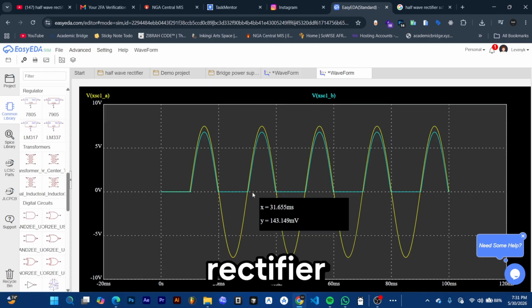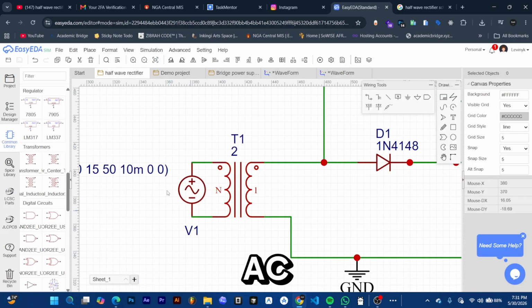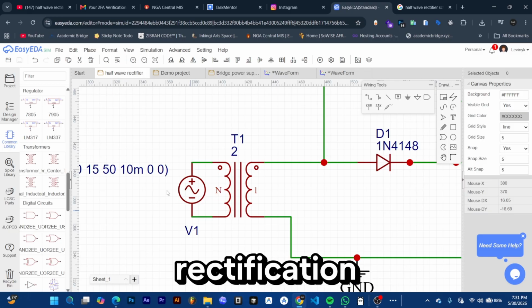A half-wave rectifier is a rectifier that uses one diode, which you see over here. It uses one diode because we have an AC input, and with this rectifier we switch it to DC current. This is what we do: we use filtering and regulation after this rectification.